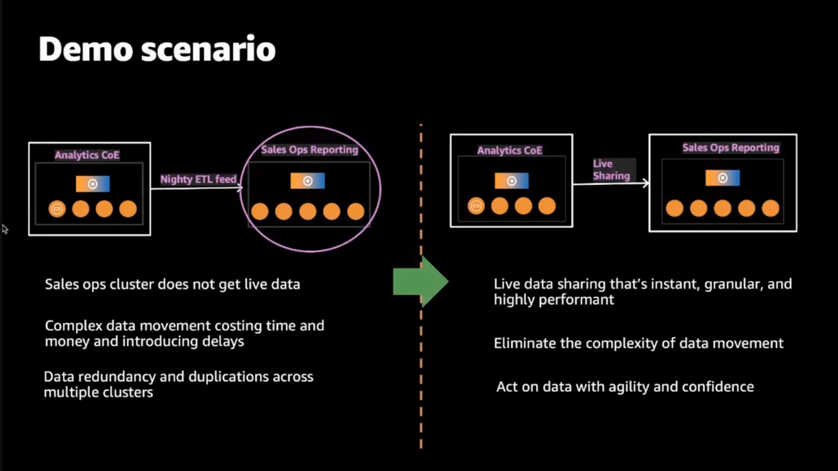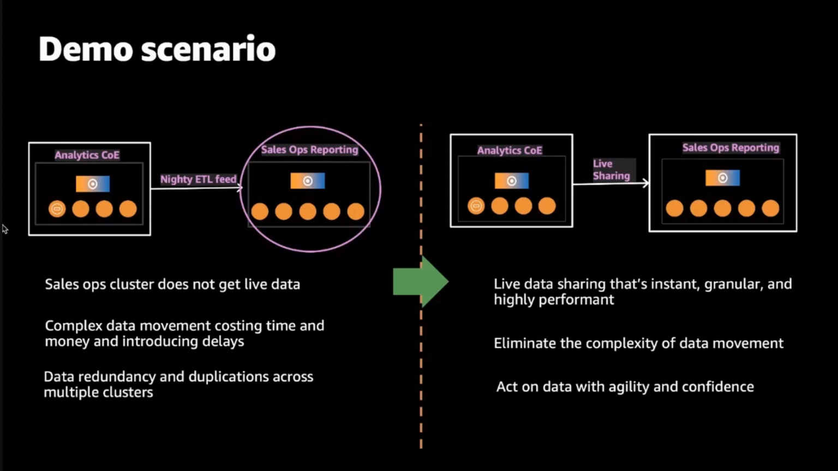And from the analytics COE team, the central data warehouse team, their concern is they have to deal with this complex data movement, creating these ETL pipelines, managing pipelines, and it is costing them time and money, and also introducing delays. And last but not the least, there is the problem of data redundancy, right? The moment you create copies of the data, they can diverge at any point, but you are also creating silos and redundant copies of the data in different clusters. So that is the problem that they're trying to deal with.